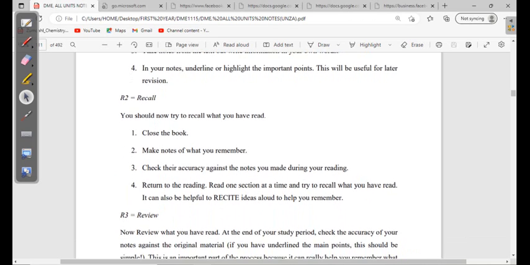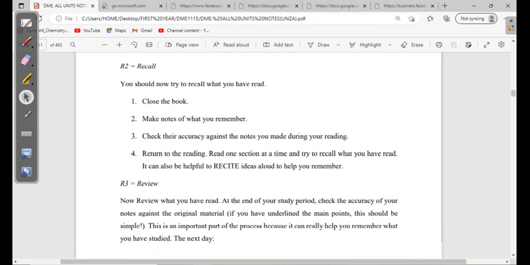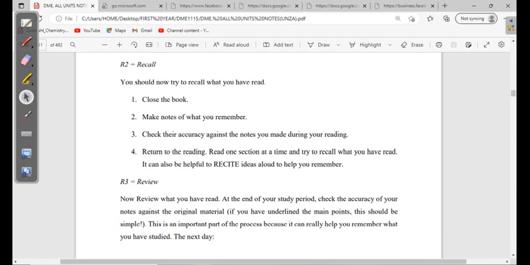And then after you read, now you need to recall. So recall: you should now try to recall what you read. Can you remember what you read? Close the book, make notes of what you read, and check their accuracy against the notes you made during your reading. So remember, you were prepared to read twice. For the second reading, you were also writing down notes. But here now you want to recall. As you are recalling, you are putting down things that you are able to remember. After finishing, compare these things that you've written down with the things that you wrote as you were reading.